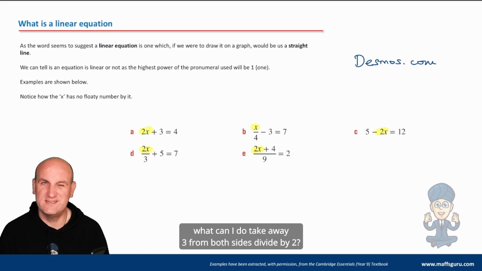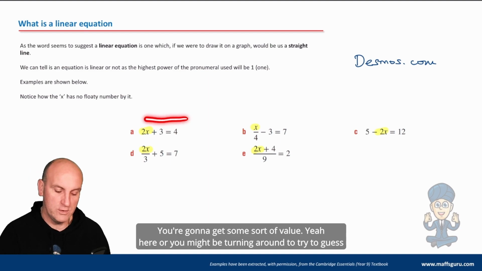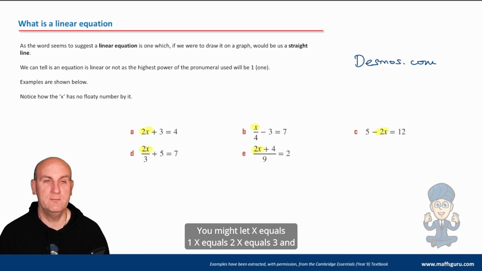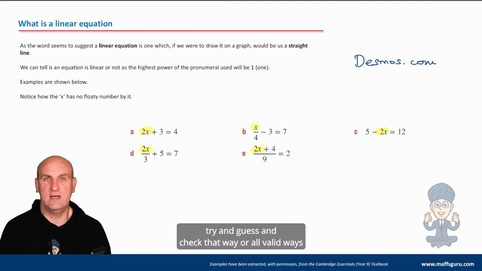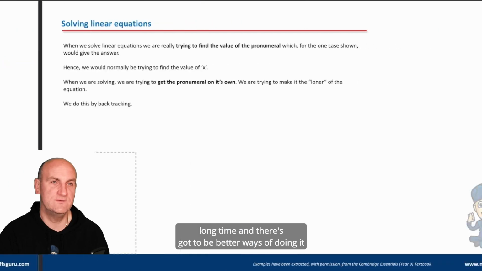Take away 3 from both sides, divide by 2, and you're going to get some sort of value, yeah, here, or you might be turning around and trying to guess. You might let x equals 1, x equals 2, x equals 3, and try and guess and check that way. All valid ways, absolutely, but guess and check is going to take a long time, and there's got to be better ways of doing it.